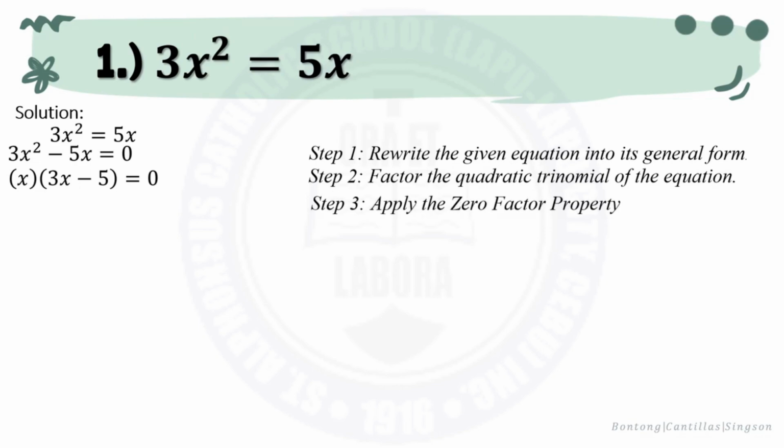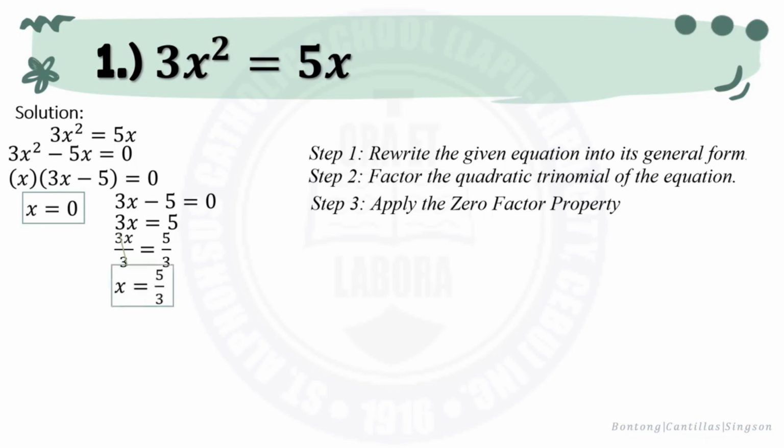Next, step 3. Apply the zero factor property. In these two factors, you're going to equate each with 0. So you will write there x equals 0, and obviously that would be our first value. On the other side, you will have 3x minus 5 equals 0. Simplifying this, you can get 3x equals 5. Divide both sides by 3, cancel out the common term, x equals 5/3. So we have two values of x: x equals 0, x equals 5/3.